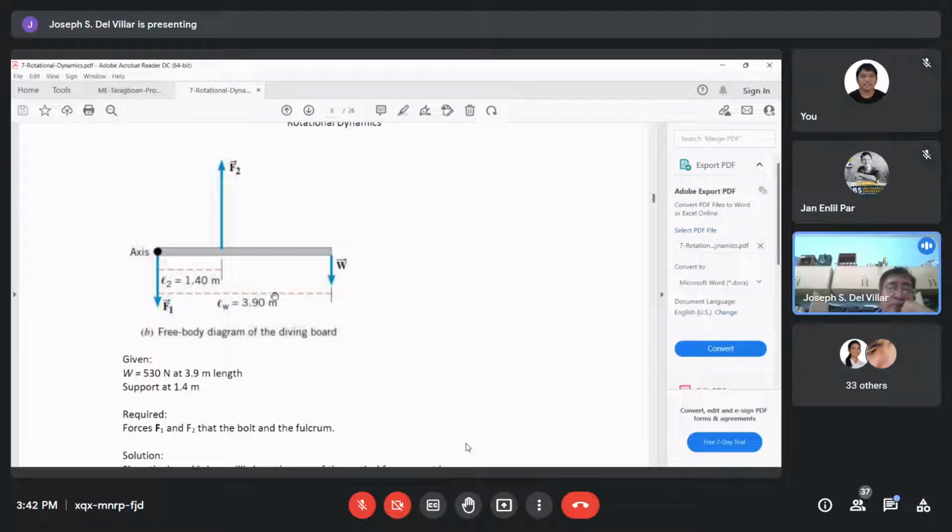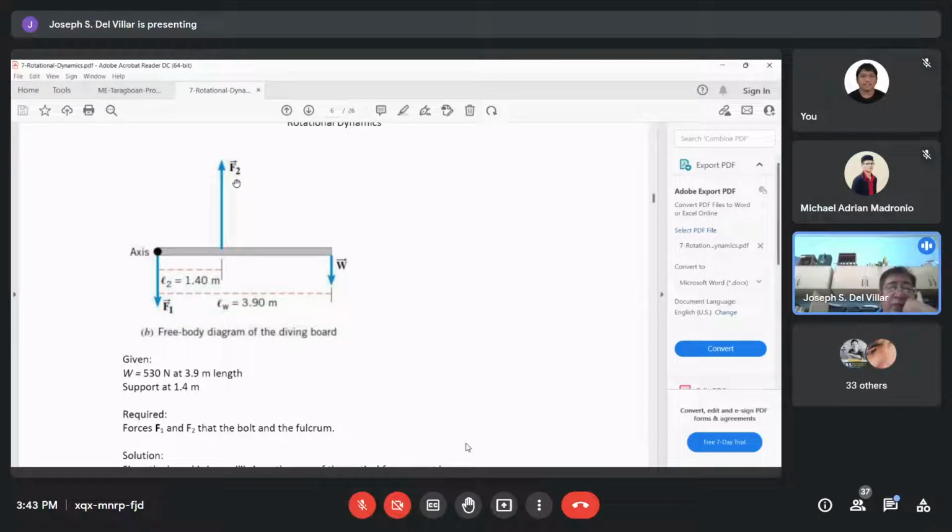So apply now the equation. Summation of torque with respect to the point where the bolt is located is equal to what is the effect of F2? Anong rotation niya? Counter. Is it, yes, counter. So that is positive. So, pwede tayong gumawa na ng equation. Summation of torque equal to 0. So let's start with F2 times 1.4. What about the weight? Anong direction niya? Clockwise. Yes, clockwise. So that is negative, di ba?